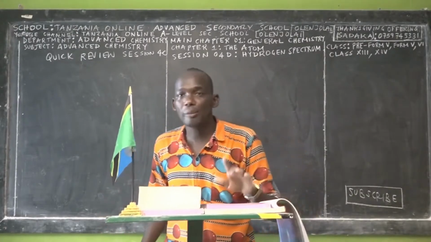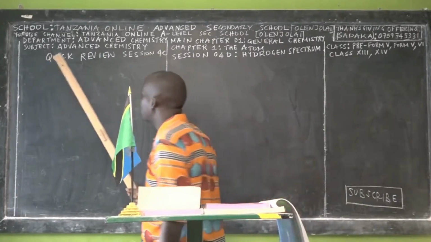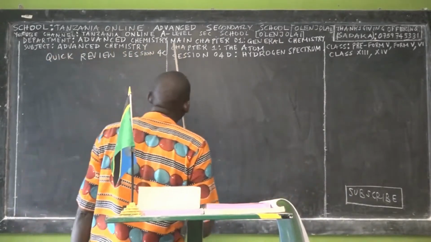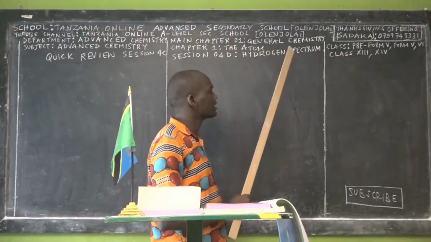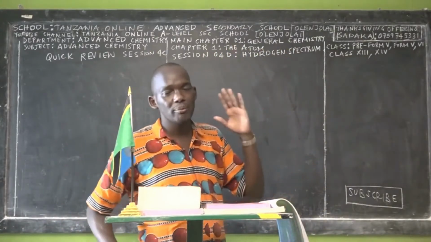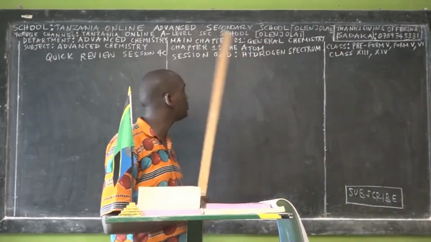So we have so many departments. One of the departments is called advanced chemistry. The subject of the day is advanced chemistry, and we are focused on the main topic, main chapter 1, called general chemistry, because in chemistry we have 7 main topics, and one of the main topics is general chemistry.